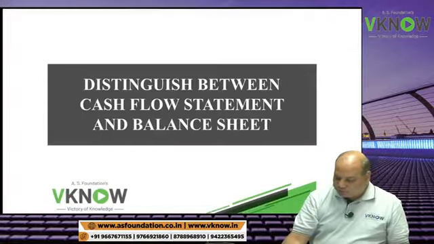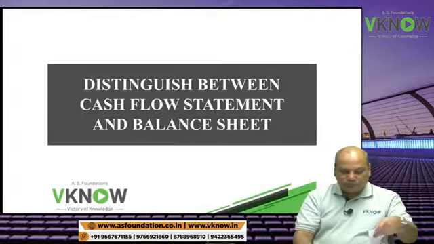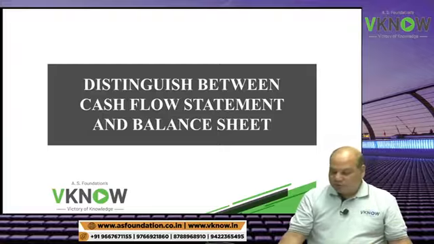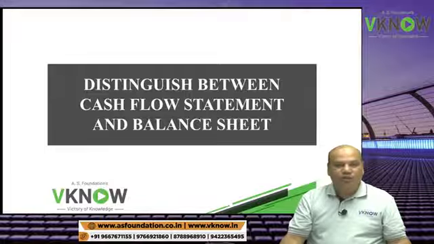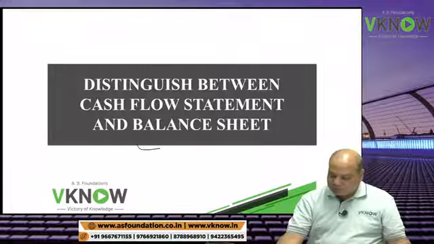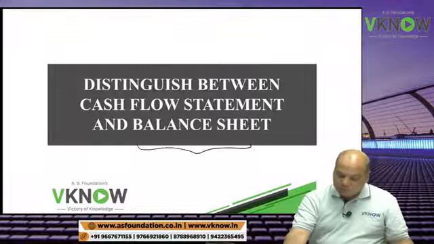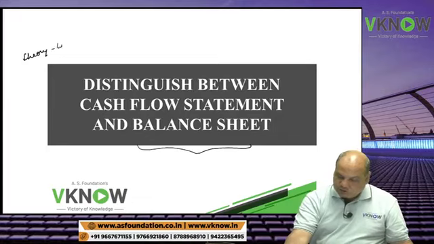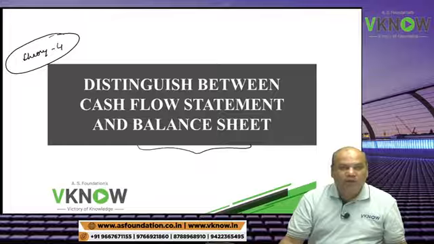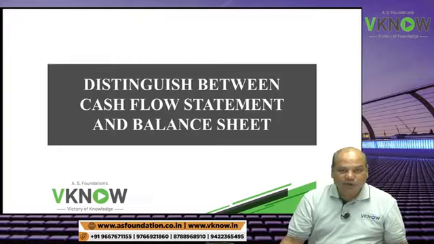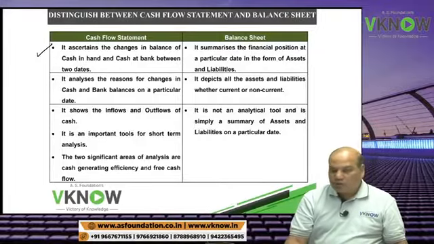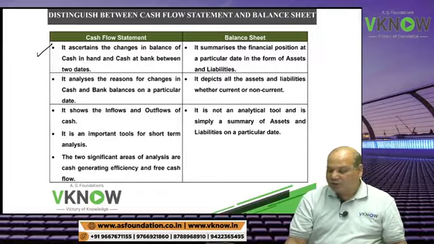Now we'll go to our notes again. One more theory paragraph. Distinguish between cash flow statement and balance sheet. What we are doing today is cash flow statement; balance sheet you already know. So this is a potential theory question for 4 marks. In our book, paragraph number 16, the same table is printed. Left side cash flow statement, right side balance sheet.